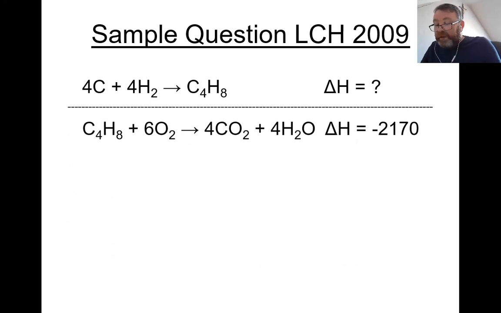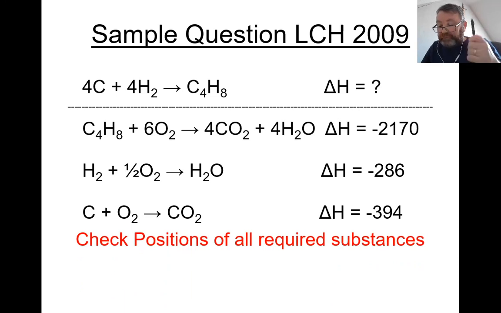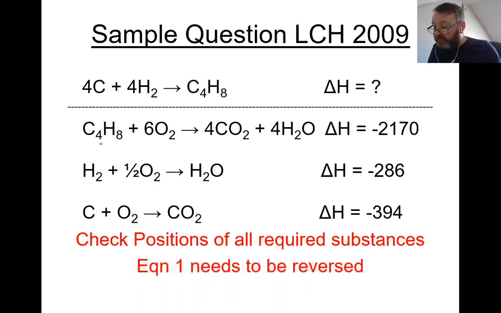Heat formation. Now, there's the Lego set. There's the building blocks. And I want to check the positions. So just watch this very carefully. That's what I require. That's what I want to build. So all these pieces in here are going to be used to build up this equation. But they must be, first of all, in the correct position. So C4H8 must be on the right of the arrow, but it's not. So what am I going to do? I'm going to reverse equation 1.